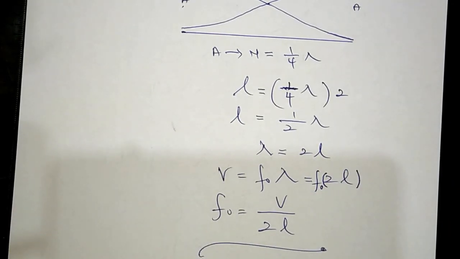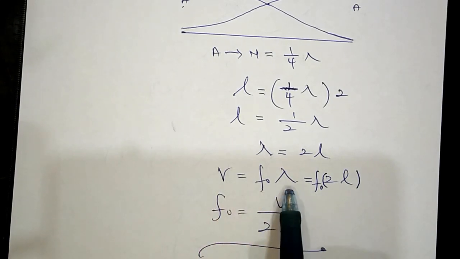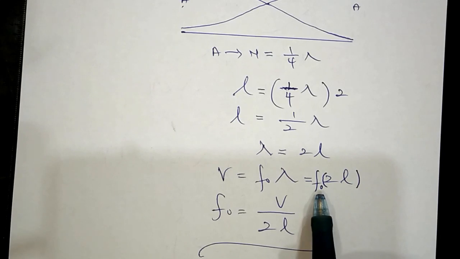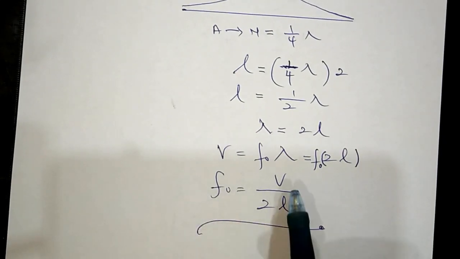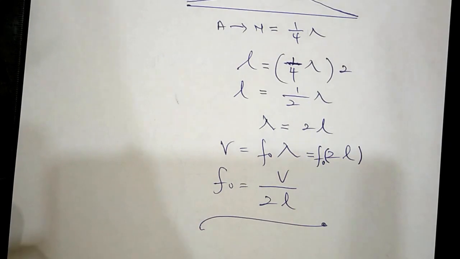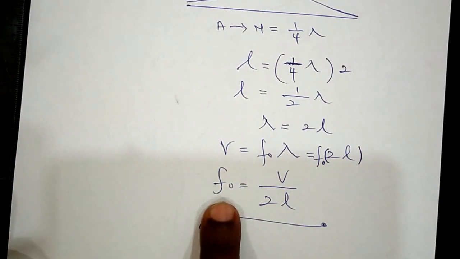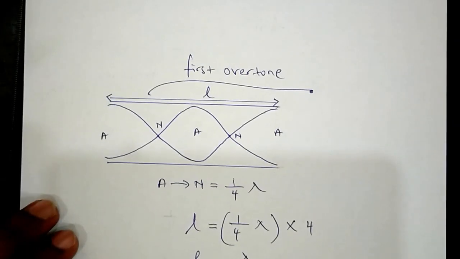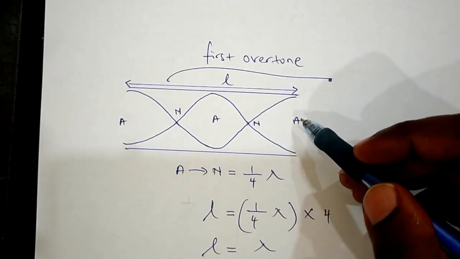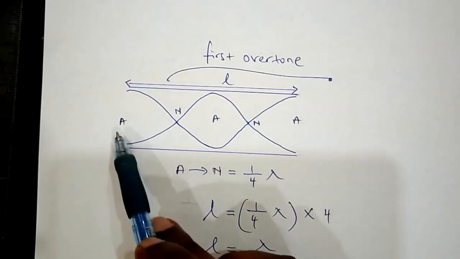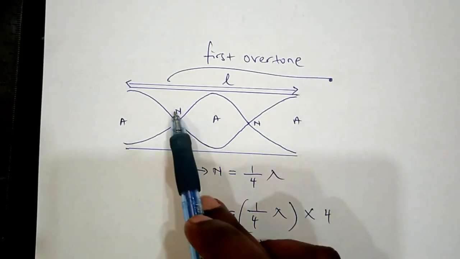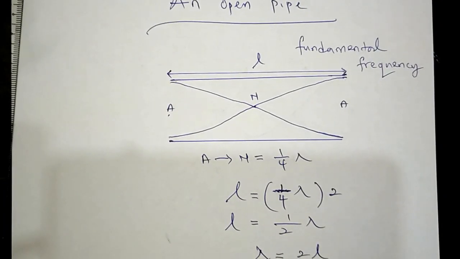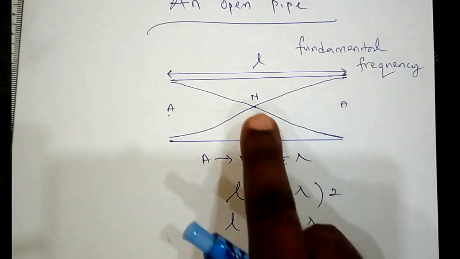From the speed of wave propagation, v equals f0 times lambda, where lambda equals 2L, and finally f0 equals v over 2L. This is what we call the fundamental frequency or fundamental mode, or the lowest frequency. And then for the first overtone, the wave is a little bit stronger, where we have 3 antinodes and 2 nodes, whereas for the fundamental frequency we only have 2 antinodes with 1 node.